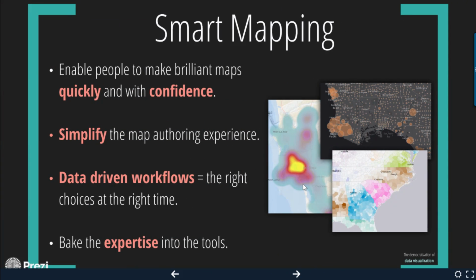So with smart mapping, our whole goal is how can we make brilliant maps, enable our customers and our business partners, our developers, to deploy apps where brilliant maps can happen quickly. You can do the work with confidence. We want to simplify the map authoring experience.